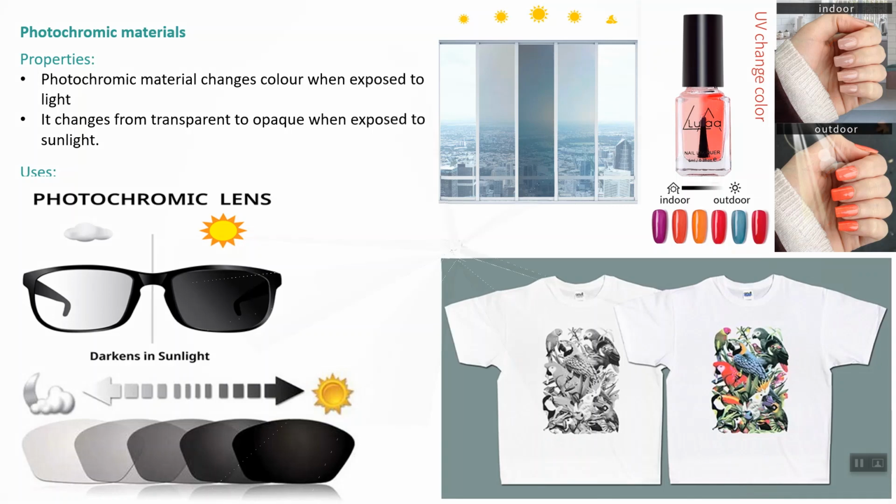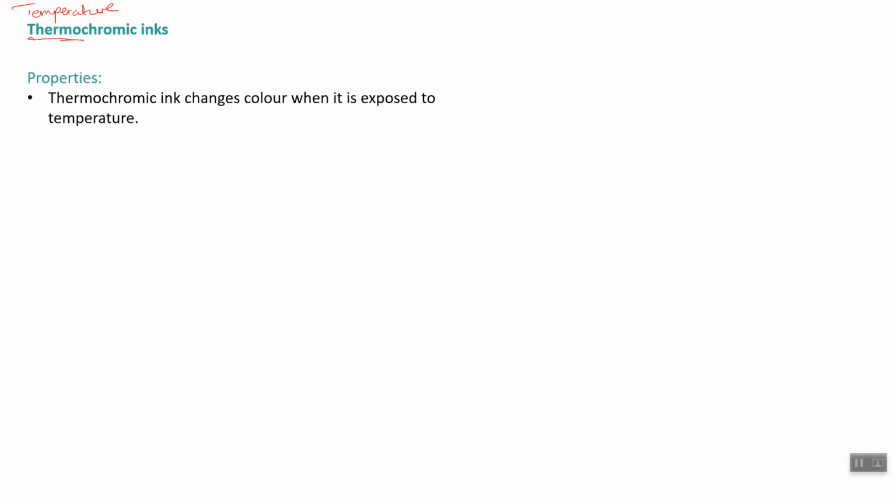So you have also, as smart material, thermochromic inks. Okay, the thermochromic materials. The term thermo deals with temperature. Okay, so thermochromic inks are inks that react due to temperature. For example, the property of thermochromic ink is that it changes color when exposed to temperature.